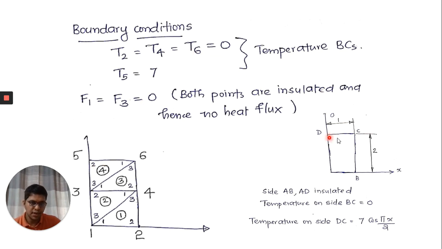Now, if you look at the other side, DC, the temperature is represented by 7 cos pi x.